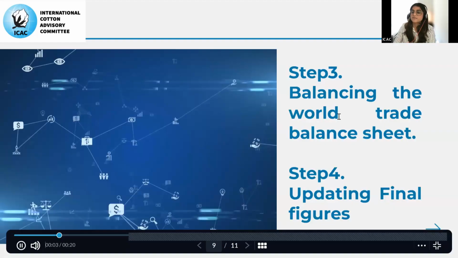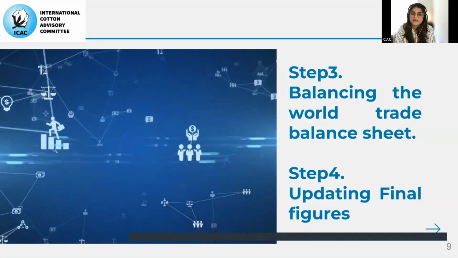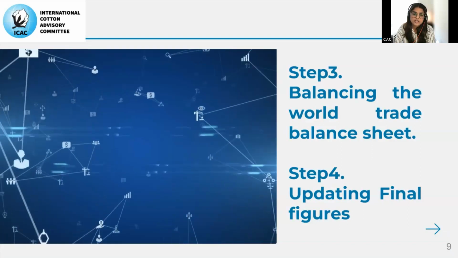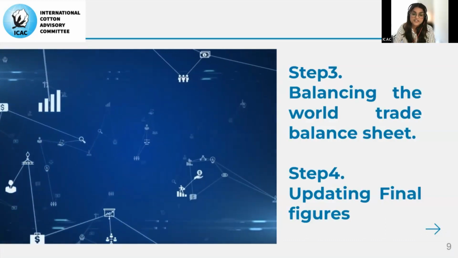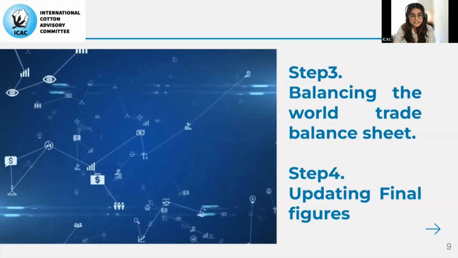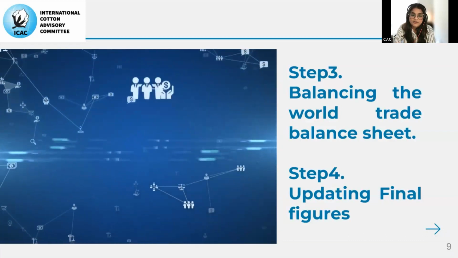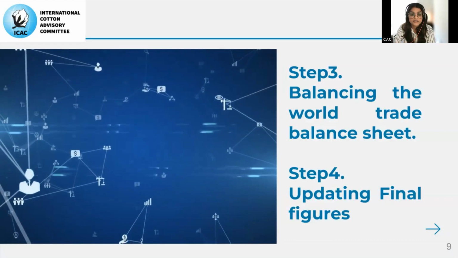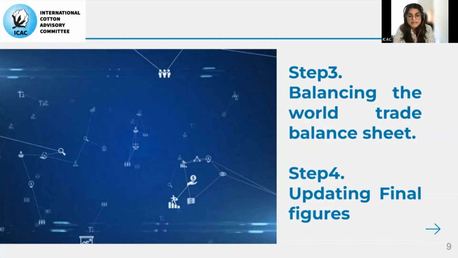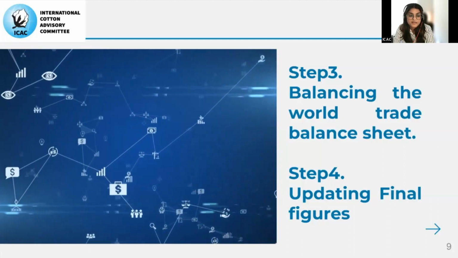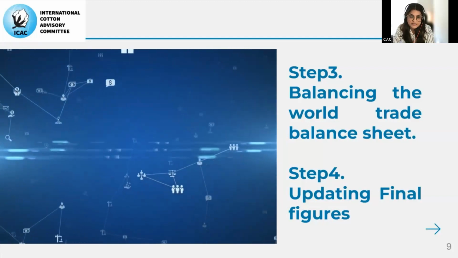Quickly having a look at the 3rd and 4th steps, balancing the world trade balance sheet and updating the final figures. So after the final trade figures are updated for each country, the ICAC team works on balancing both the country's balance sheet and the world trade balance sheet. To balance the country's balance sheet, the team ensures that the 5 variables, beginning stocks, production, consumption, exports, and imports, should balance the ending stock equation in every season. For example, a country cannot export more than the combined production and stocks, and it cannot consume more than their combined imports, production, and available stocks in a season. This balance is crucial and is maintained at all times on ICAC datasets.